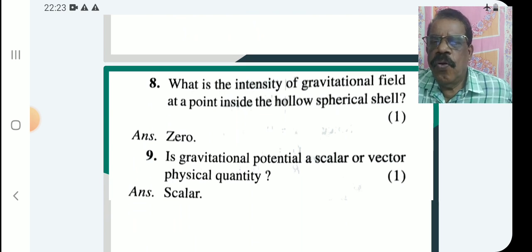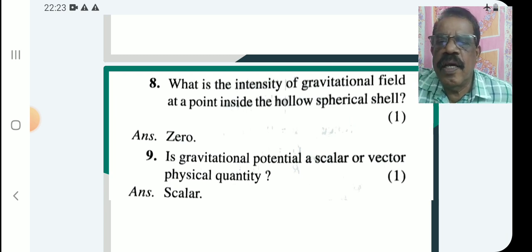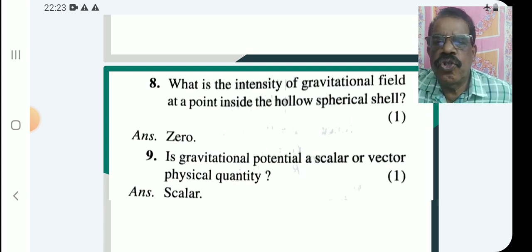Next question. What is the intensity of gravitational field at a point inside a hollow spherical shell?